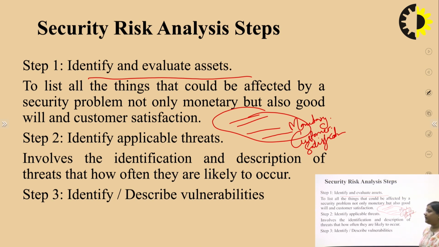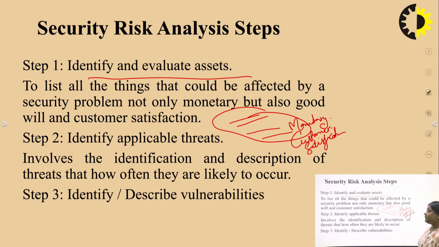Identify applicable threats. This is the second step of this process. It involves the identification and description of threats, and how often they are likely to occur. So in this step, we need to identify all types of threats, and at what time they may occur in the system. It also needs to be identified.